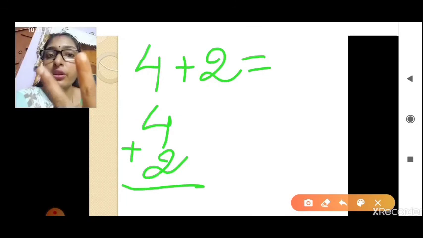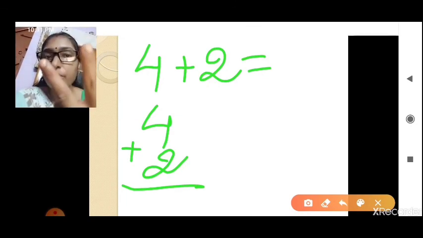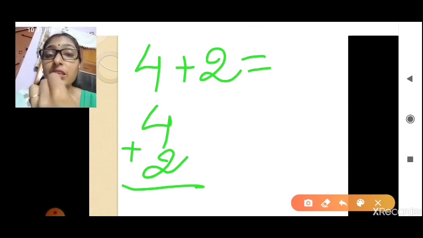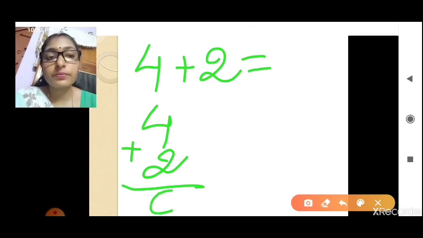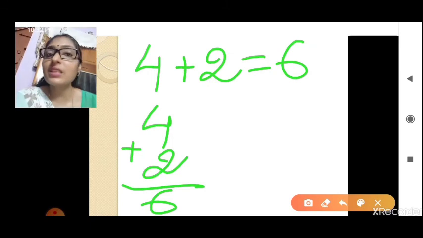After 4, what number will come? 5. After 5, 6. So no finger is left. That means how much did you get? After 4: 5, 6. So 4 plus 2 is equal to 6. Okay, let us do another problem.